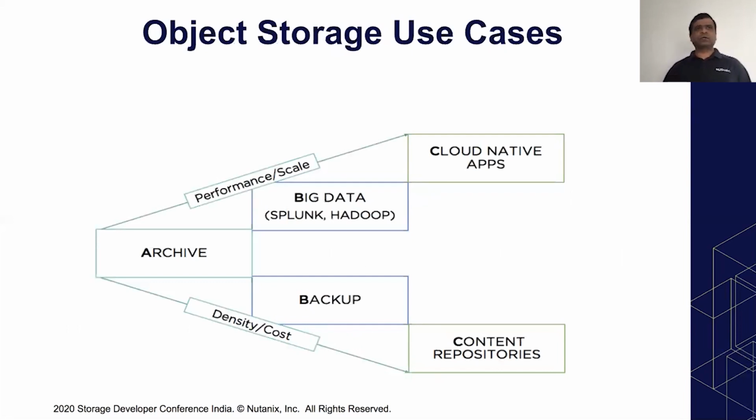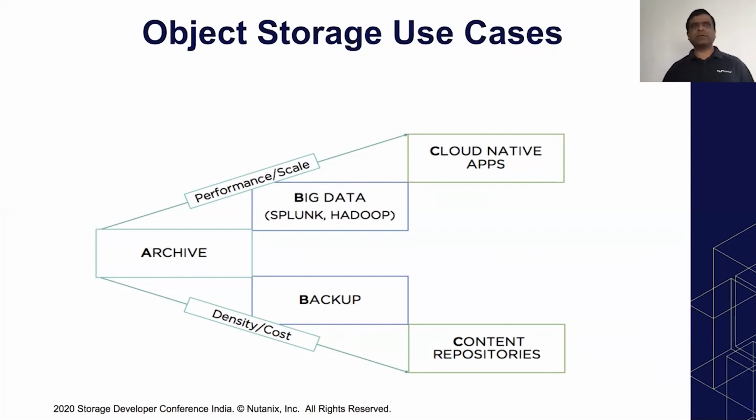Next, look at some of the use cases for object storage, or what we would like to call the ABCs of object storage use cases. The baseline is archive, where the requirements are moderate, both in terms of scale and performance. As you go down, you have use cases like backup and content repositories, which demand increasingly high density of storage because the volume of the data stored is very high, and they are very sensitive to cost.